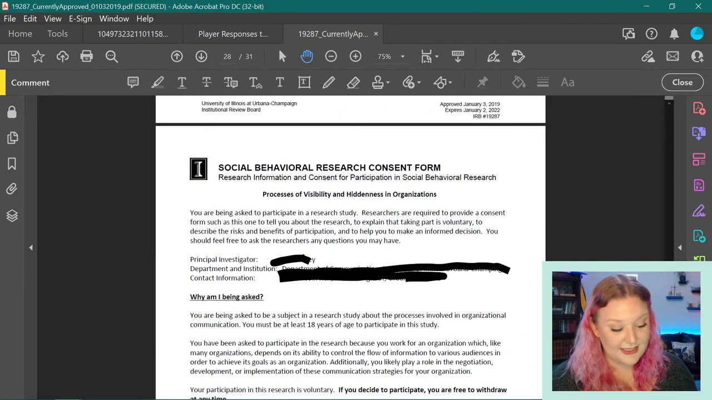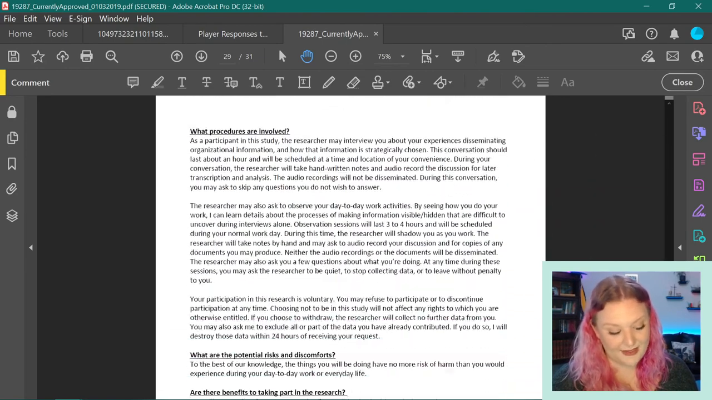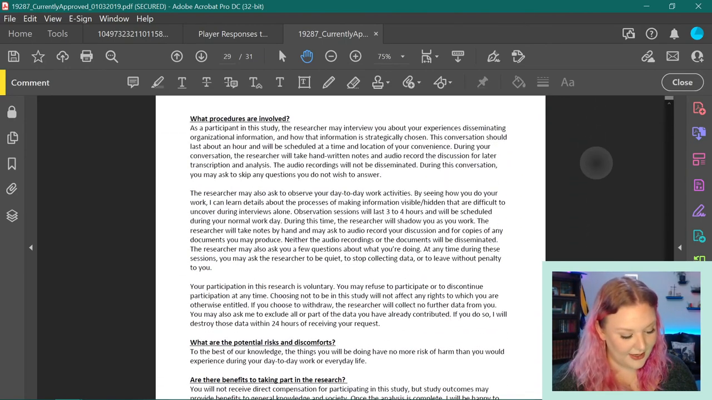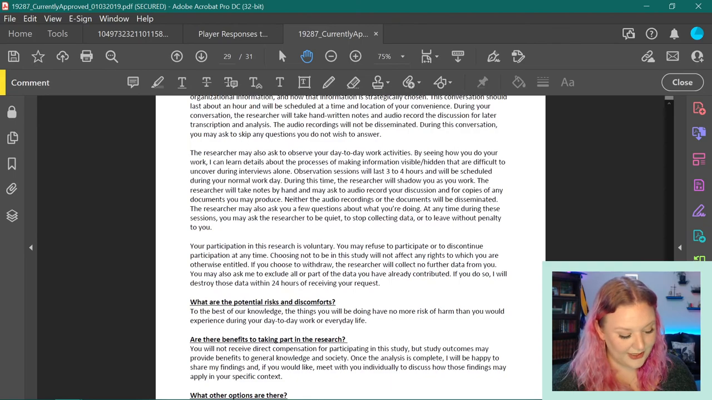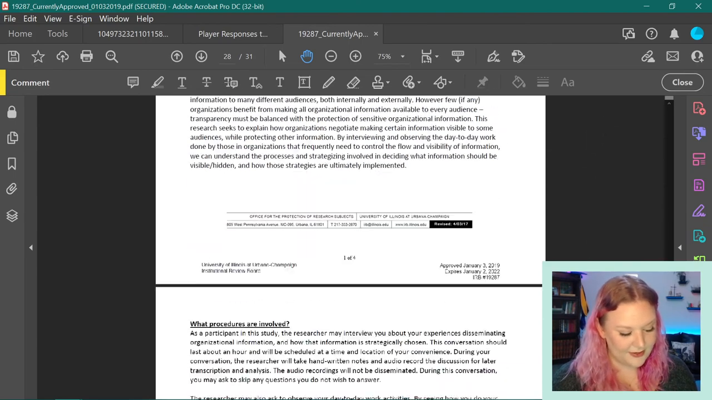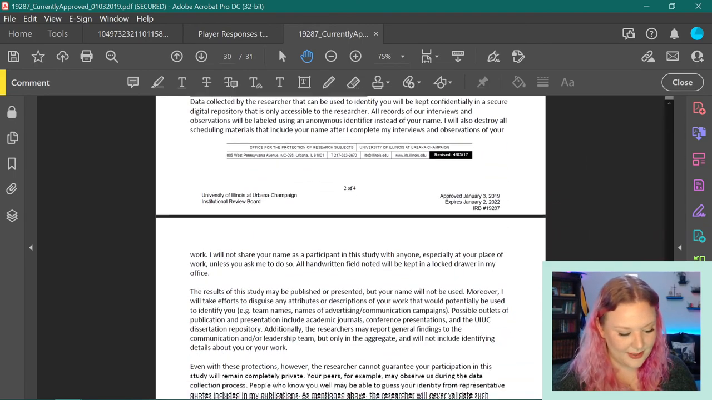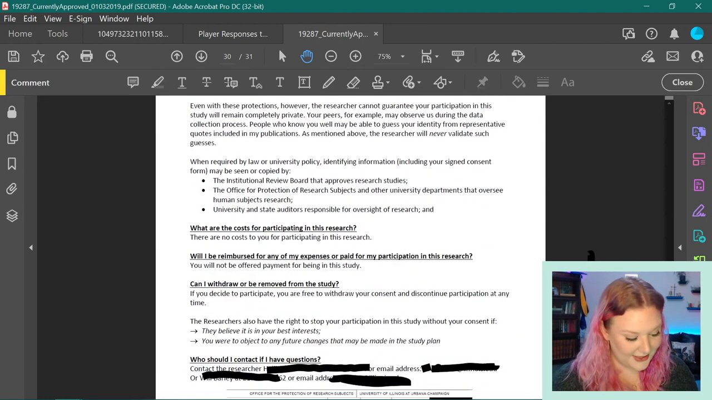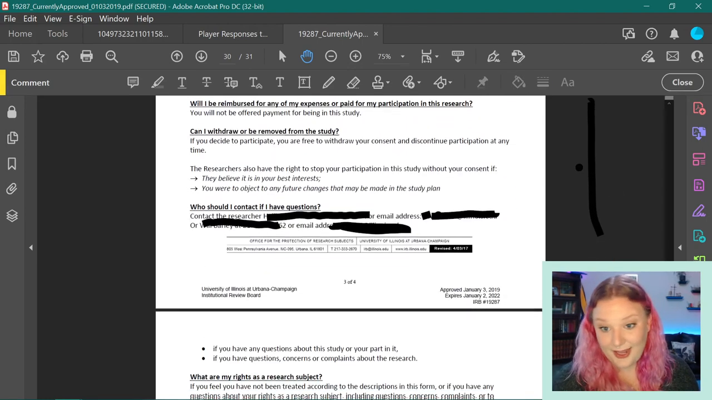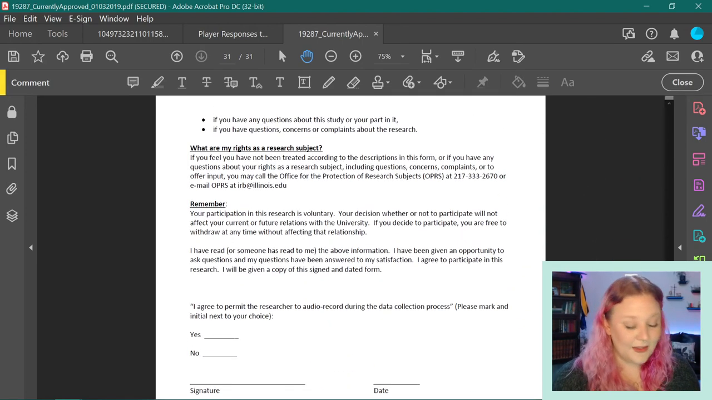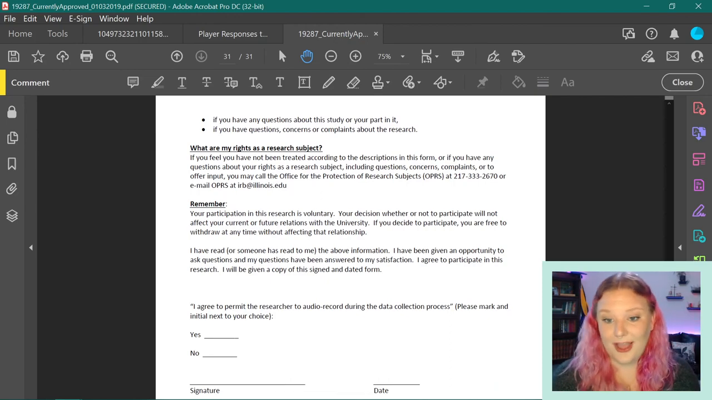And then this is the informed consent form that every participant has to sign that outlines things like, what are the potential risks? What are the benefits to taking part in this research? Why are you having me do this? How are you going to protect my privacy? Are you going to pay me? Things like that.